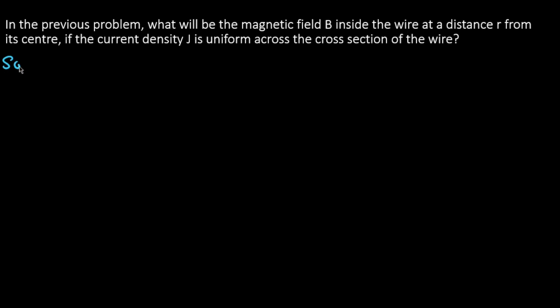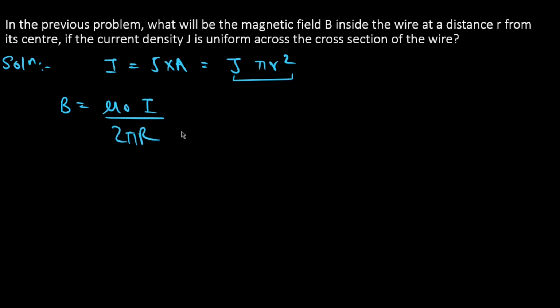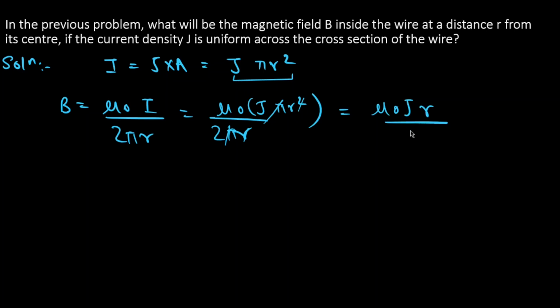So in the solution, I is equal to J into A, which is equal to J into pi r square. Since J is uniform, this will be the total current. So we can say that magnetic field B will be mu naught I upon 2 pi r, which can be written as mu naught upon 2 pi r into the current, that is J into pi r square. So pi will get cancelled, giving us mu naught J r upon 2. So the magnetic field when the current density is uniform is mu naught J r upon 2.